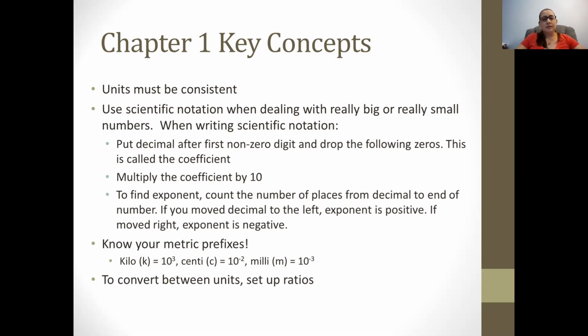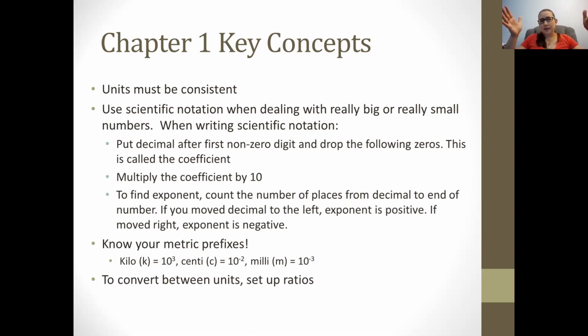And so when we're writing something in scientific notation, we put the decimal point right after the first non-zero digit. So 6.67. And then we drop the following zeros if they are not significant. So that initial number, the one before the decimal point, that's called your coefficient.